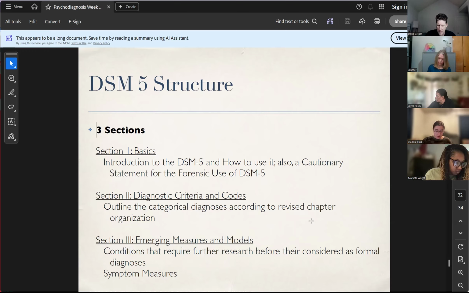But just to let you know, comorbidity is the next term that you would need to know. What that is, like, okay, you have this and you have this. So it's a co-occurring disorder. Okay. So that's section two. Section three, emerging measures and models. So it's got some assessments, things like that that you can use. And that's way in the back.